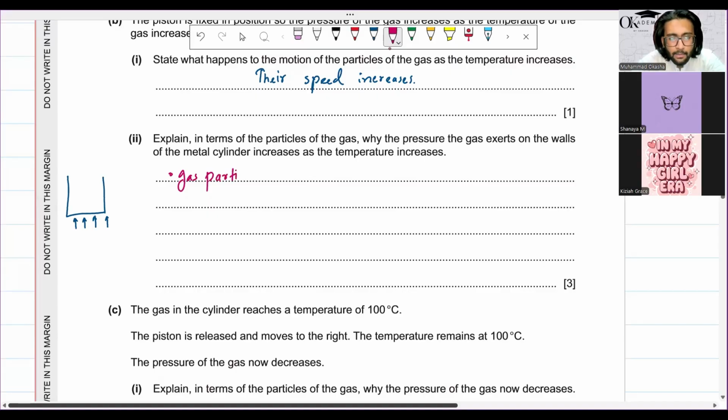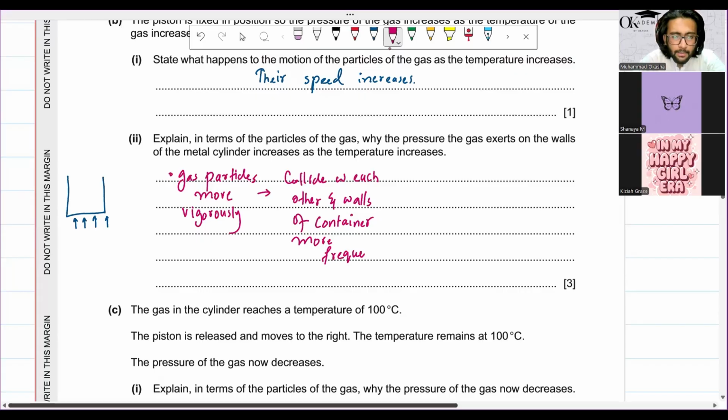Gas particles. I'll write in the form of points with arrows, so you can frame the argument by yourself. Gas particles move vigorously, collide with each other and the walls of the container more frequently, right? So as they are hitting each other and colliding with the walls of the container more frequently, they also hit with more force. So we know that pressure is equal to force per unit area, right?